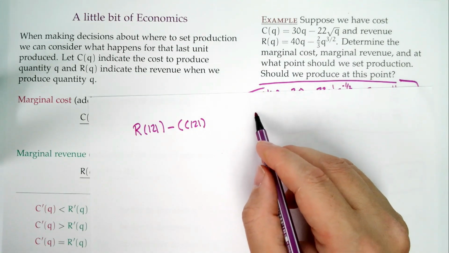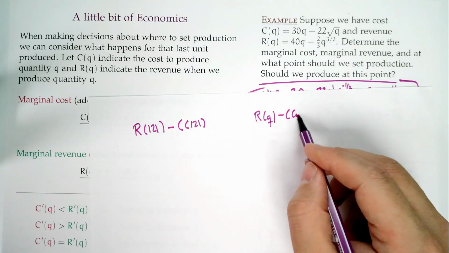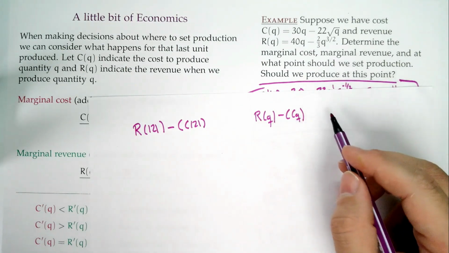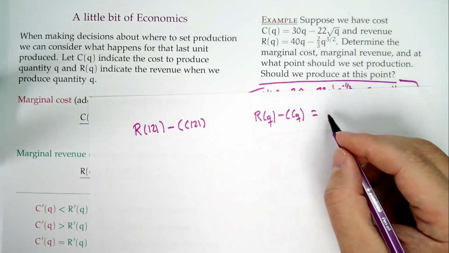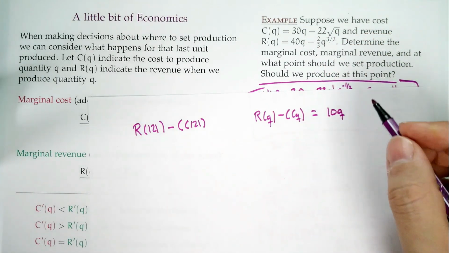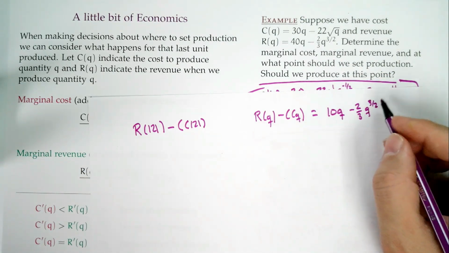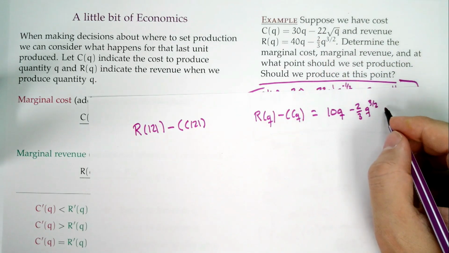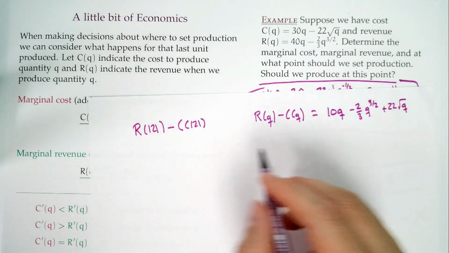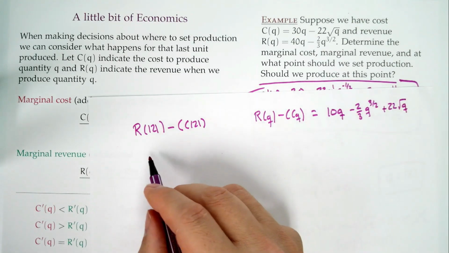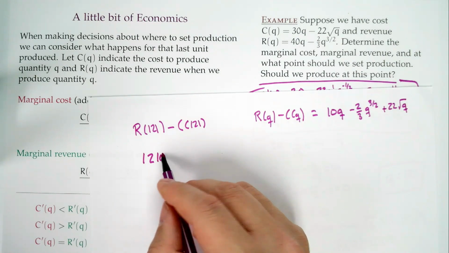All right. So, we're taking R of 121. We're going to subtract the cost of 121. Now, it might be helpful to just note, we can save ourselves a little bit of work, revenue minus cost in general. Well, we can save 40Q minus 30Q is 10Q. And then we get minus 2/3 Q to the 3/2. And then minus makes a plus 22 square root of Q. So, when we plug in 121, we're going to get 10 times that. That's 1,210. That's pretty promising.